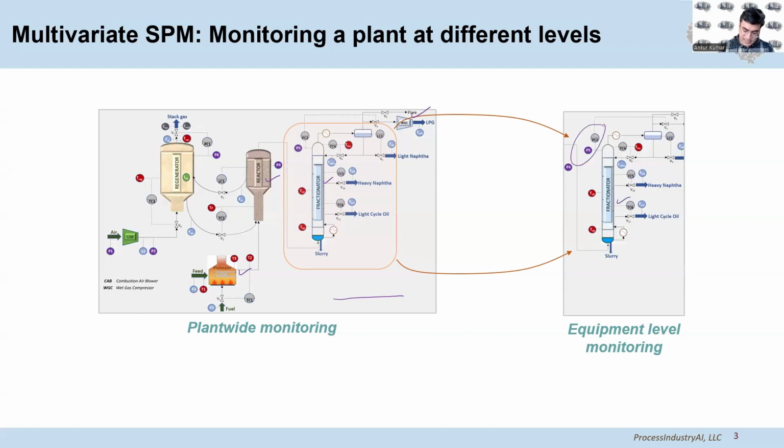In that case, the sensor signals around and inside the column will become part of your multivariate set. The first scenario is called plant-wide monitoring, where you're analyzing the whole plant as a single unit, while the latter scenario is called equipment level monitoring.